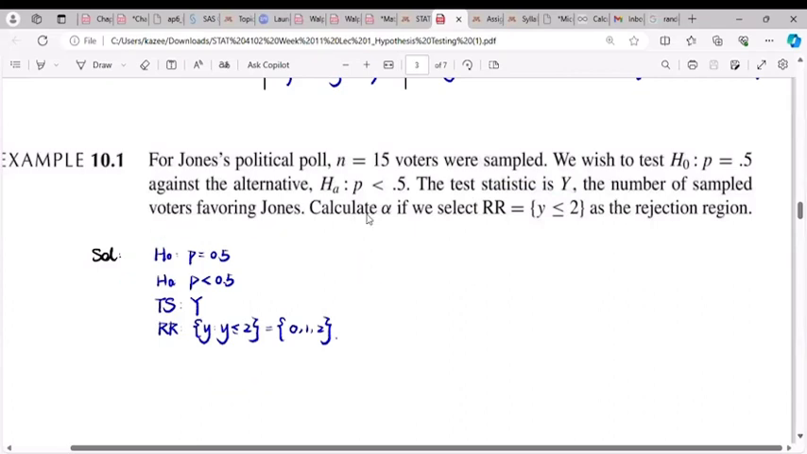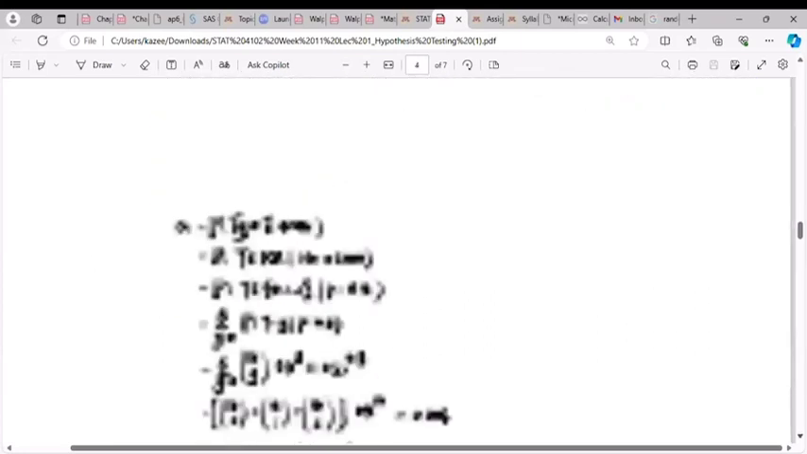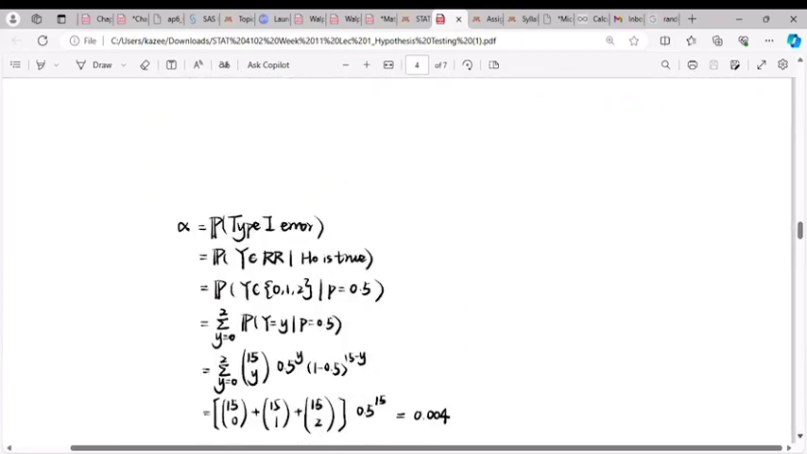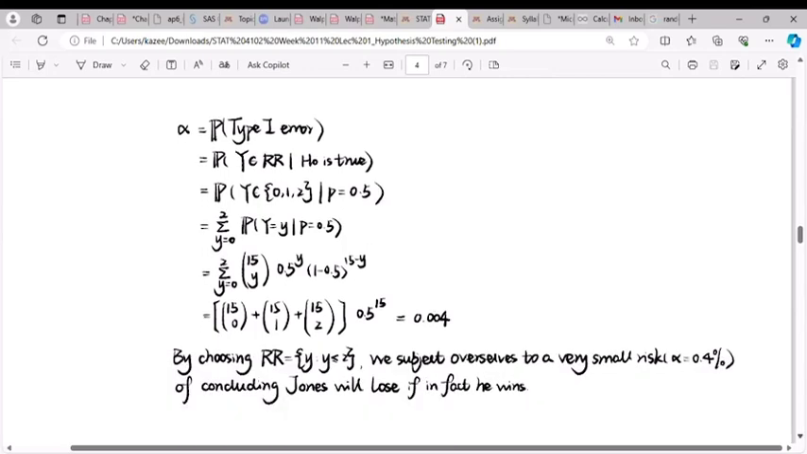But this question is asking you to calculate your alpha. Using this as a rejection region now, can you figure out what your alpha is? Your alpha is the probability of committing type 1 error. How are you going to do that? I need you to pay attention now. We want to find alpha, the probability of type 1 error. What does that mean? The probability that your test statistic falls in the rejection region when the null hypothesis is true.